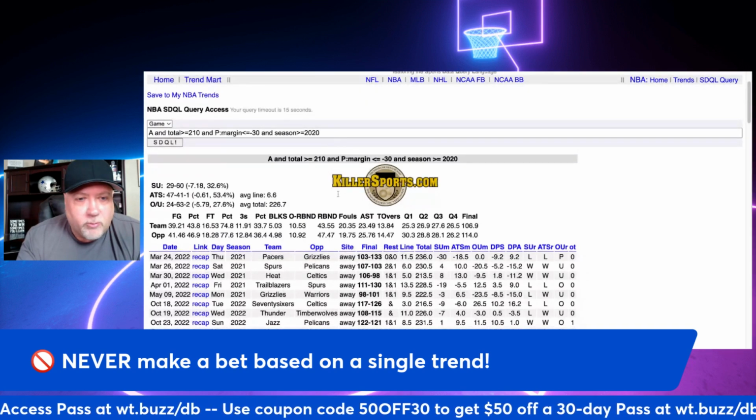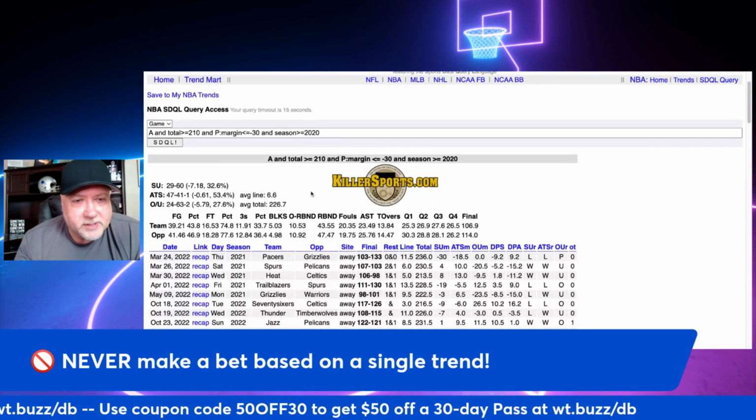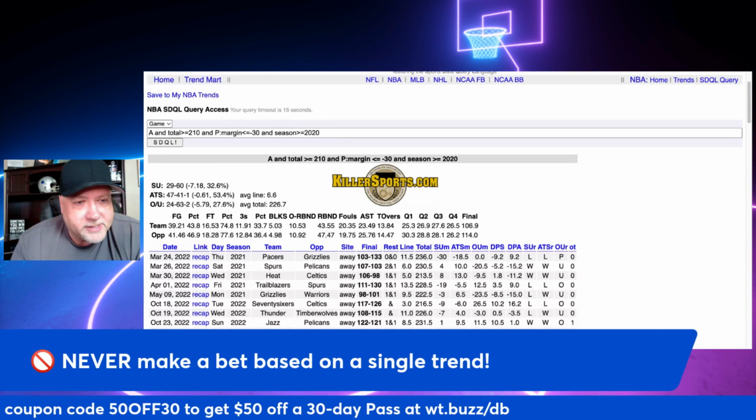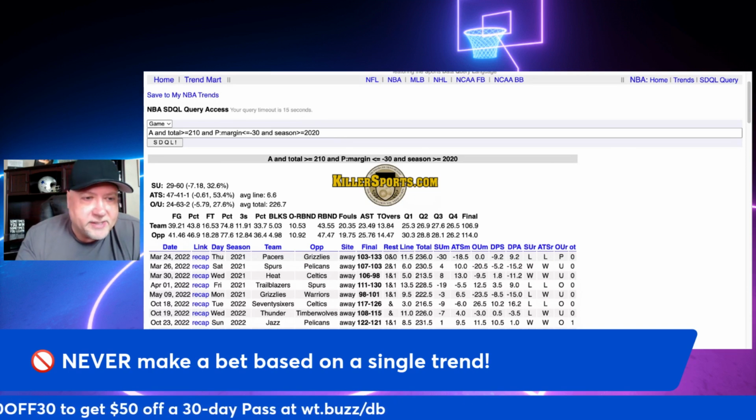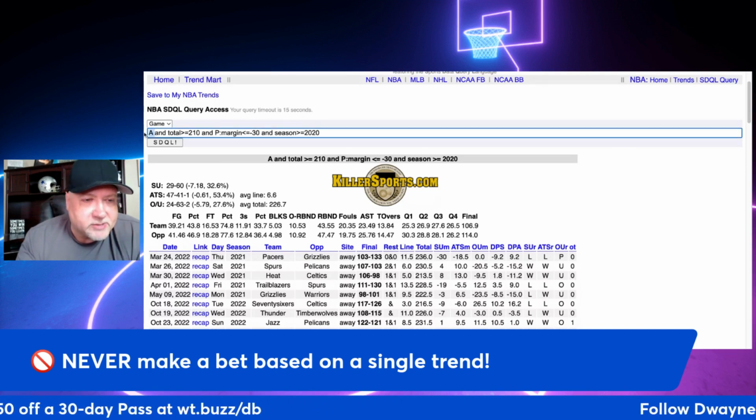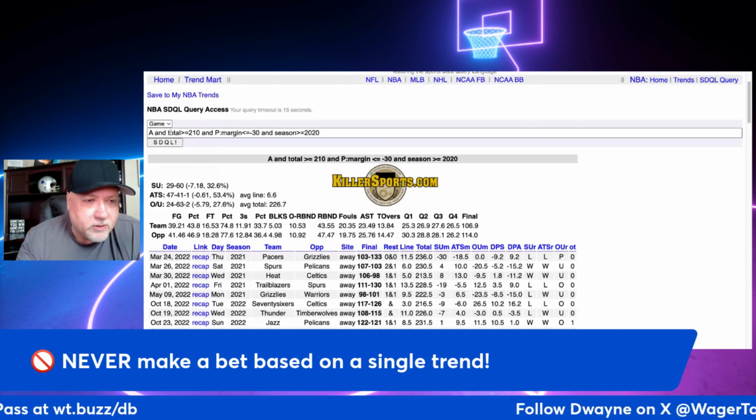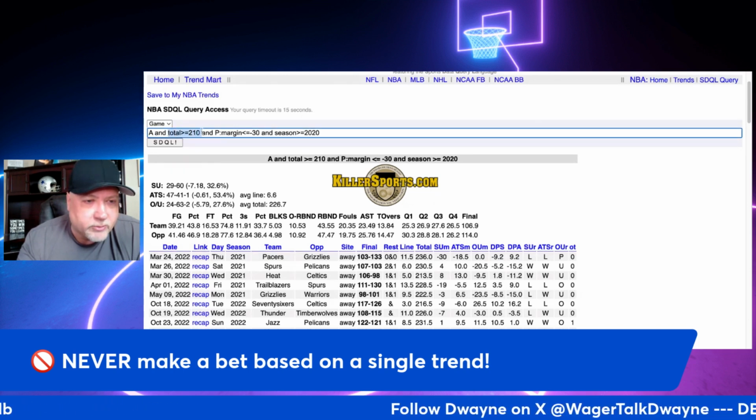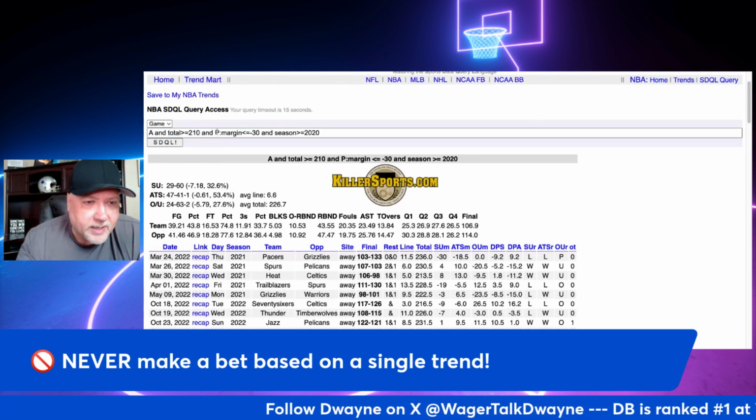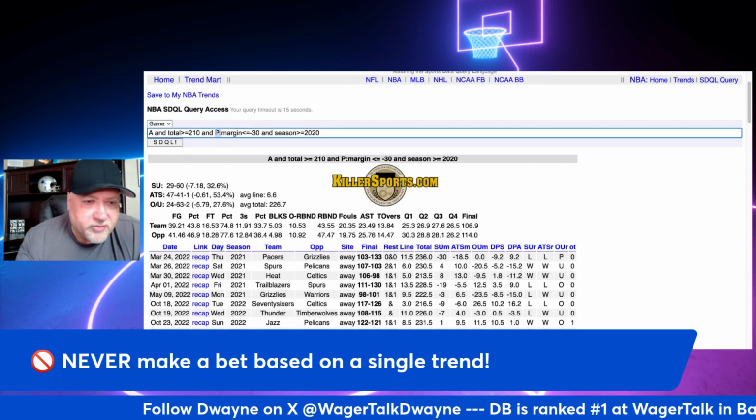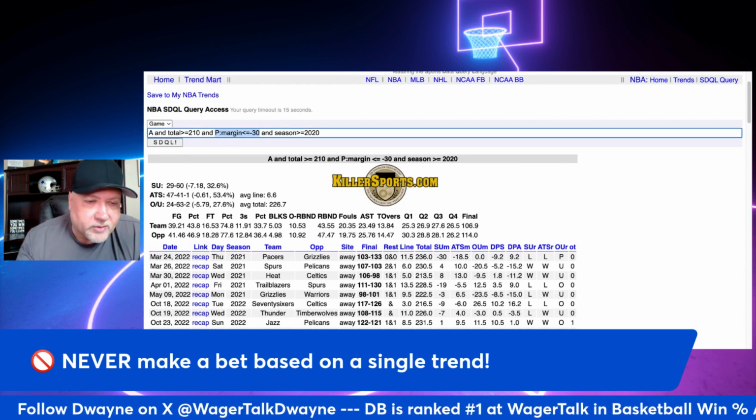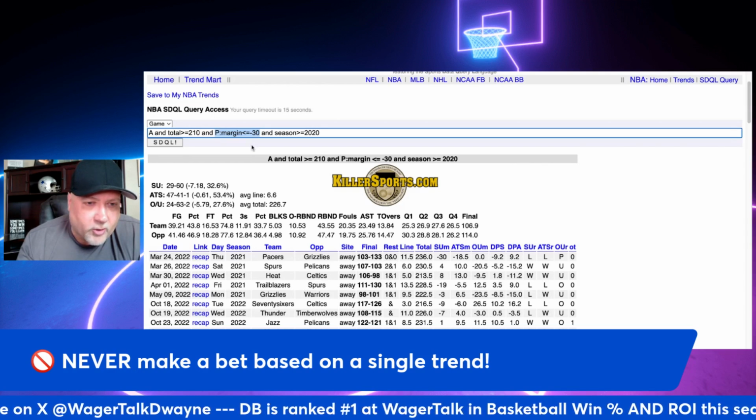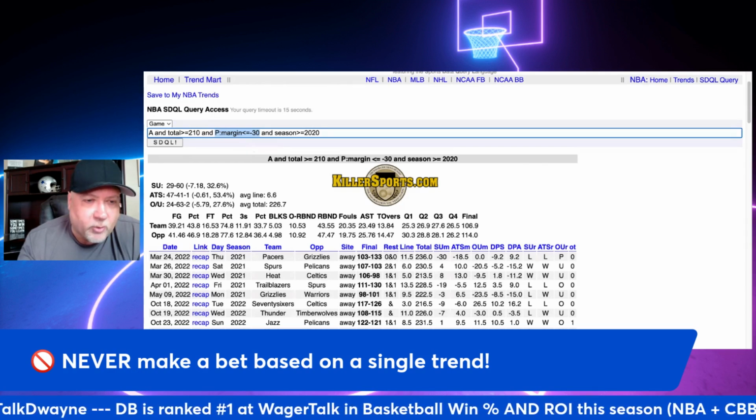We're going to start with a league-wide, NBA-wide situational angle. In this, we're looking at road teams, so capital A for away, where the total is greater than or equal to 210, where they lost their last game against the current opponent by at least 30 points.